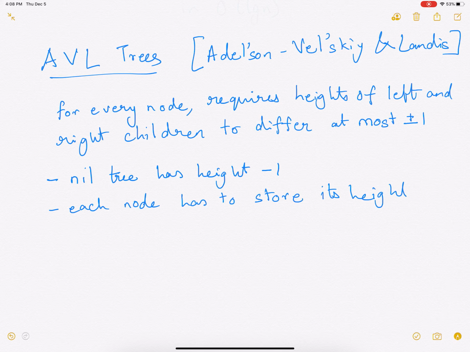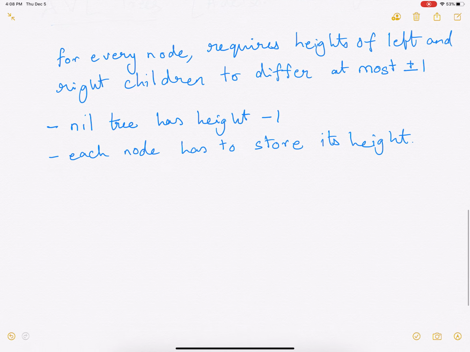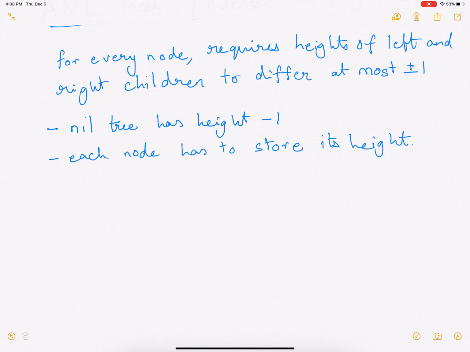Now, note that this kind of tree could look, to the naked eye, pretty imbalanced. This is because at each node, the height can differ by at most ±1, so you can get a tree which looks pretty lopsided. But as long as we maintain this criterion, the tree is balanced and all operations run in O of log n. Now, I'm not going to go into the mathematical details as to why the height of the tree is log n.